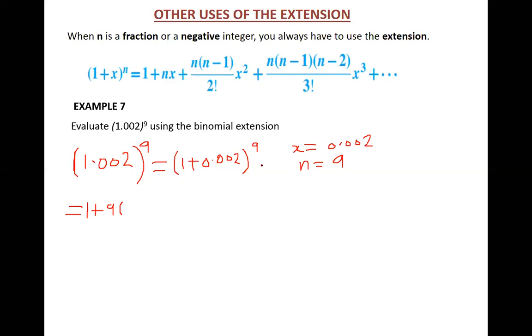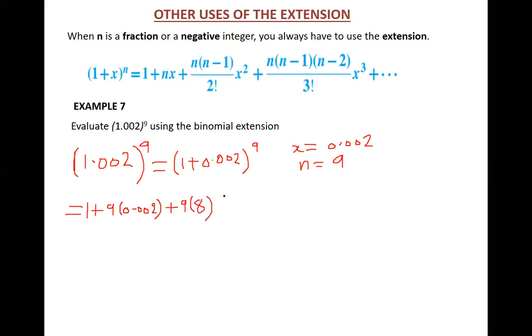So 0.002 is the value of x that I have. So I'm going to put it there, 0.002, like that. That is the value of x. And then I'll keep on moving, plus 1, what is my n there? My n is 9. And then I'll open my brackets. So n minus 1 is just the same as 9, since n is 9. So n minus 1 is 9 minus 1, which is 8. I'll write my 8 there.